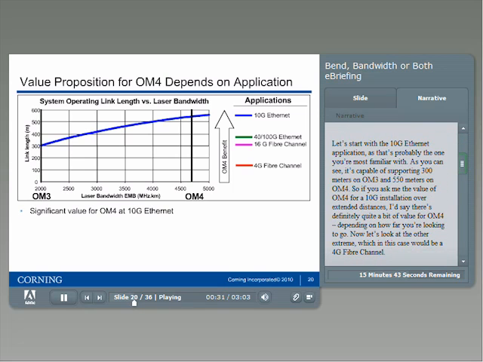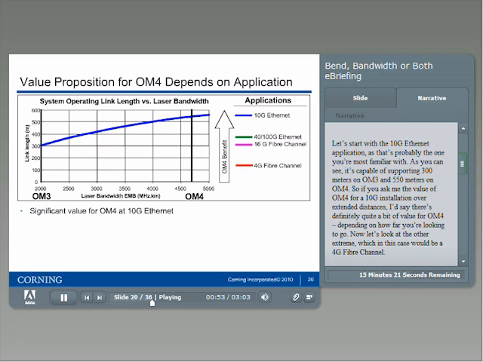Let's start with the 10 gig Ethernet application, as that's probably the one you're most familiar with. As you can see, it's capable of supporting 300 meters on OM3 and 550 meters on OM4. So if you ask me the value of OM4 for a 10 gig installation over extended distances, I'd say there's definitely quite a bit of value for OM4, depending on how far you're looking to go.